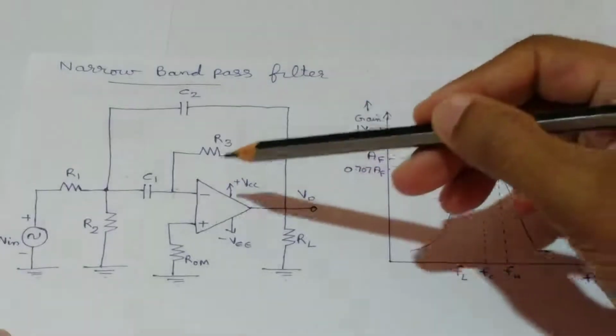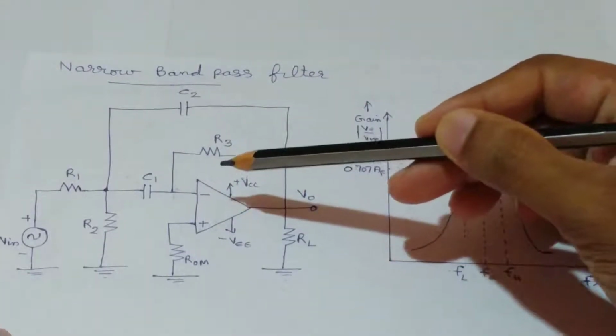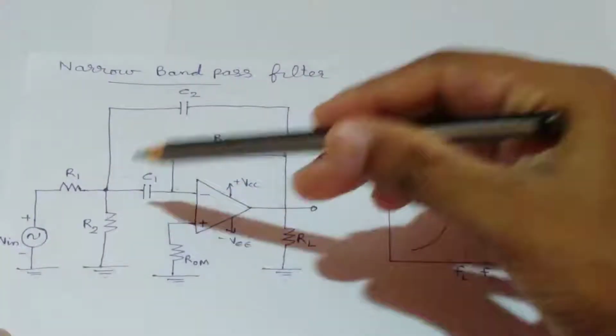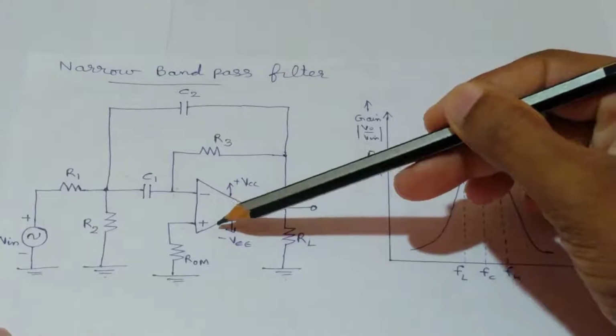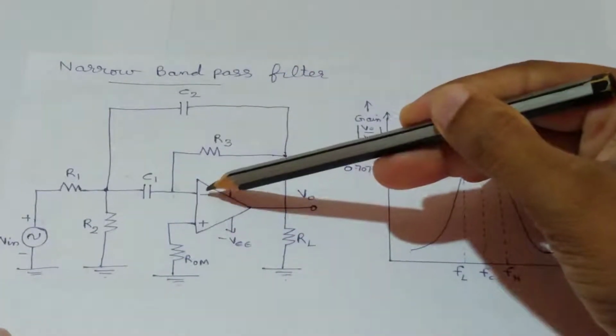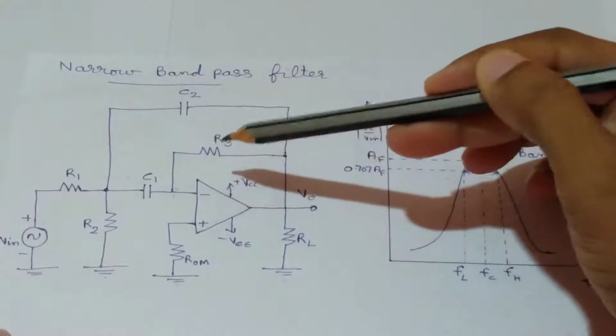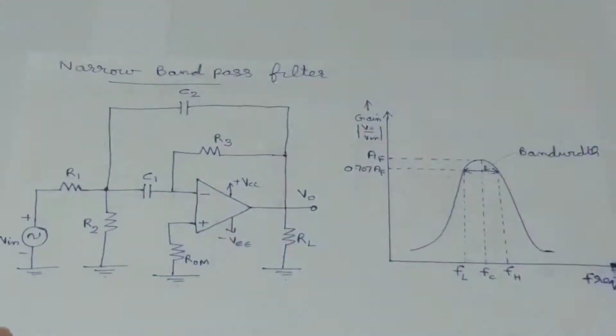Here the op-amp is used in the inverting mode. In all the other filters that we studied, the op-amp was used in the non-inverting mode, and here in the narrow bandpass filter the op-amp is used in the inverting mode. Now let's consider the values of these components.